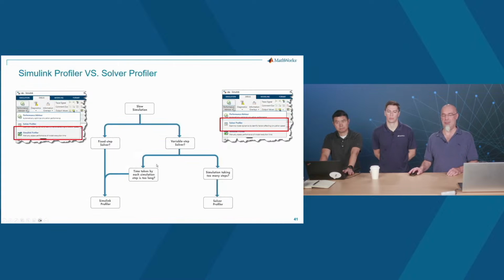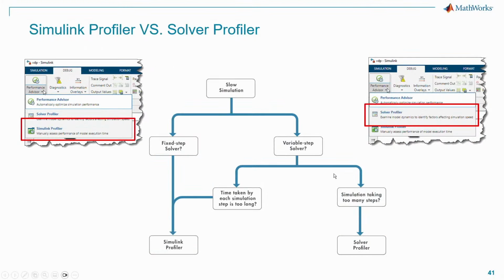I'll bring back that flowchart again just to make sure it's there. Fixed step solver, you can go straight with the Simulink profiler. If you have a variable step solver, first look at the solver profiler, see if the steps that it takes make sense to you. And if they do, then you can look at the Simulink profiler to see if there are some blocks within one time step that are taking more time than you expect. So I think that's what I wanted to say for those two profilers.